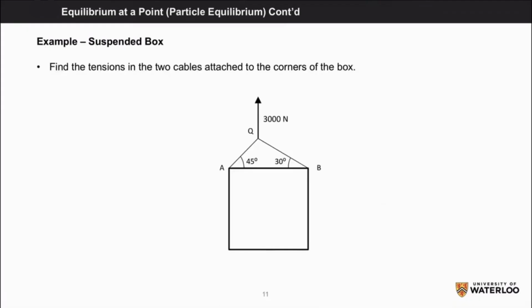The second and last example for this lesson is of a suspended box. Find the tensions on the 2 cables attached to the corners of the box. Feel free to pause the video here to try this problem for yourself.